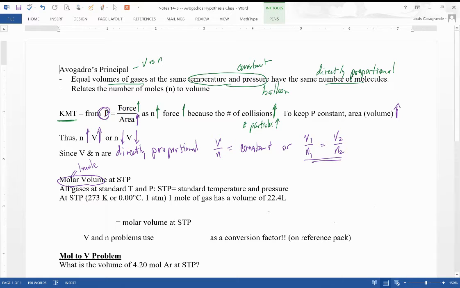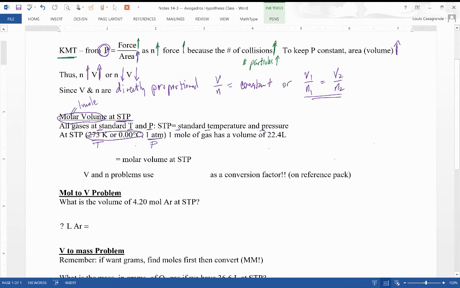And STP is a special set of temperature and pressure, standard temperature and pressure, which is an easy set of conditions to achieve in the laboratory. Those conditions are the temperature is 0 degrees Celsius or 273 Kelvin, and the pressure is 1 atmosphere. It's very easy to achieve both of those in the lab. And when you have those conditions, the volume of the gas is 22.4 liters.